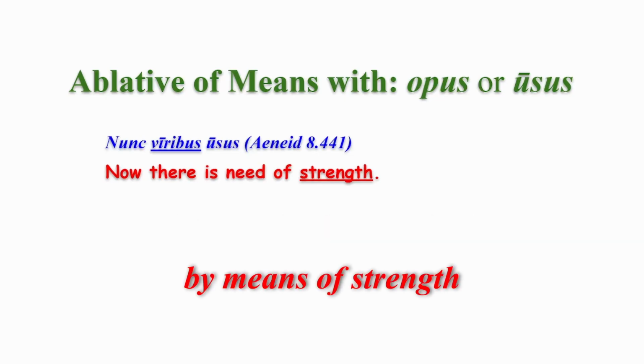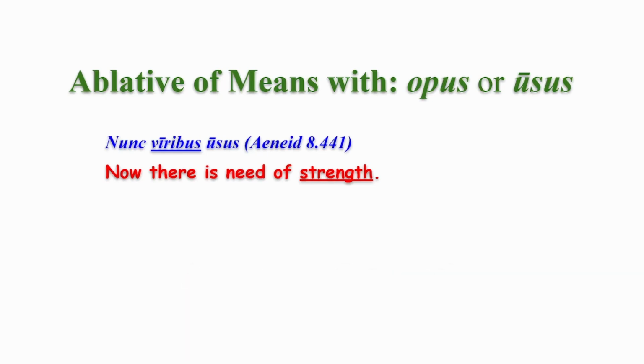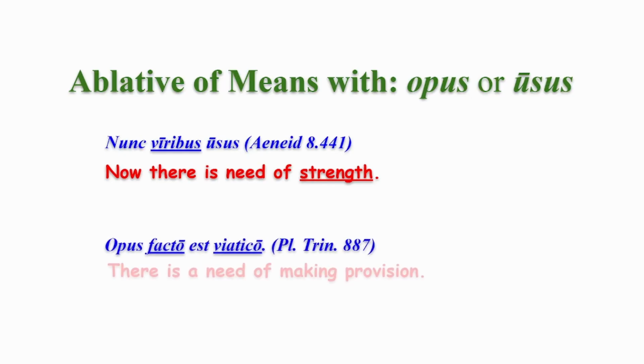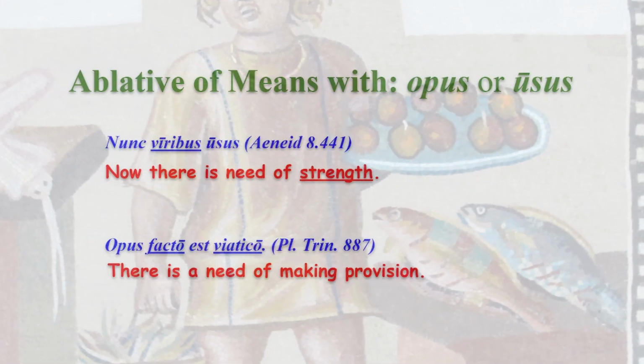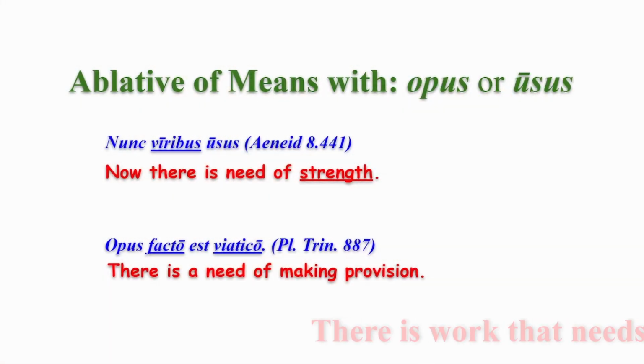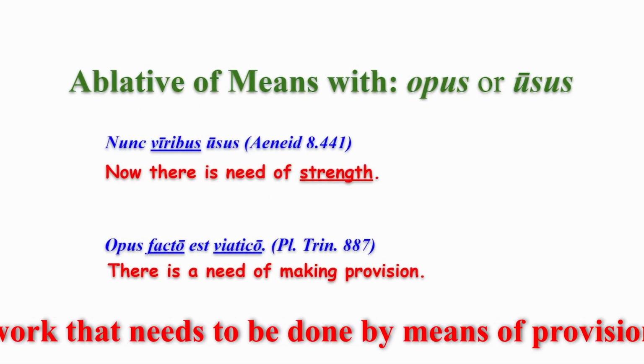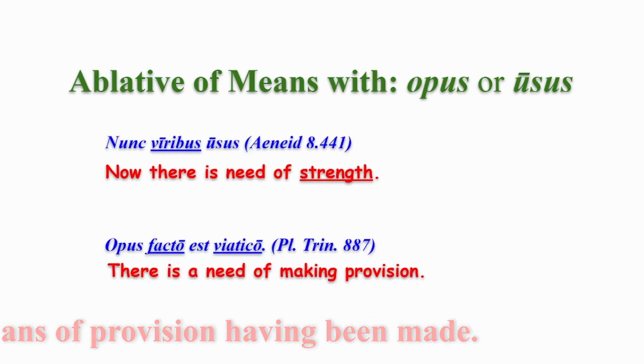We sometimes see the perfect passive participle as a part of this construction, as when a character in one of Plautus's plays says, opus facto est viatico, there is a need of making provision. This is a much shorter way of saying there is work that needs to be done by means of provision having been made. But this is much shorter.